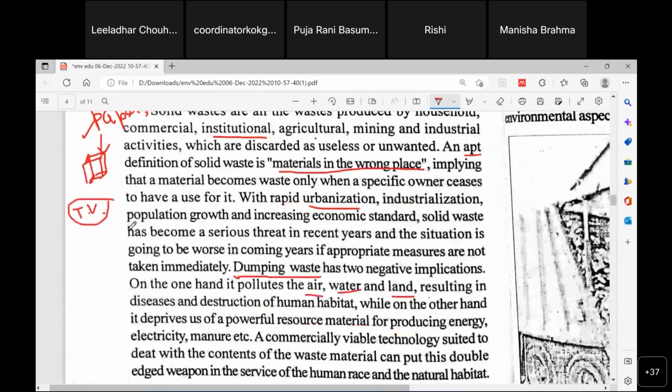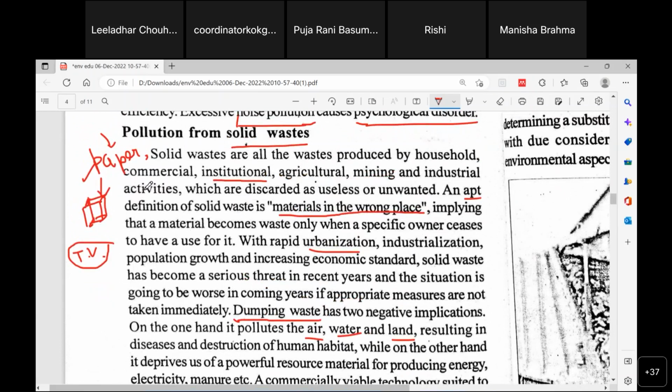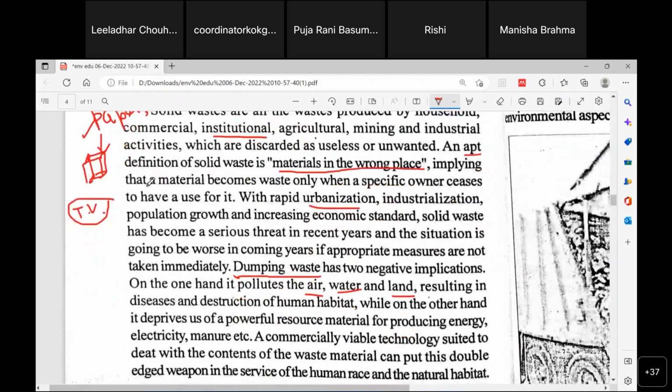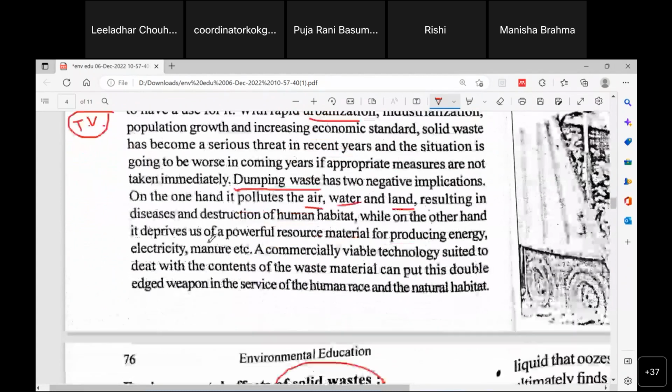Not only electricity, we can make fertilizers from some of the solid waste. It is possible. And by dumping, we are not able to solve it. Rather, it is creating trouble. It is creating different kinds of pollution, and we are losing some resource material for producing energy, because electricity is produced from thermal energy like coal in our NTPC, and then hydroelectric power projects. But this solid waste can be used for producing energy, electricity, manure.